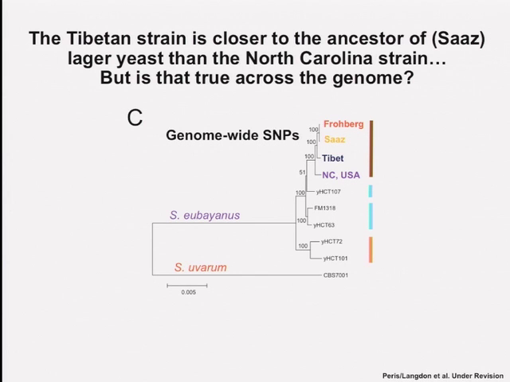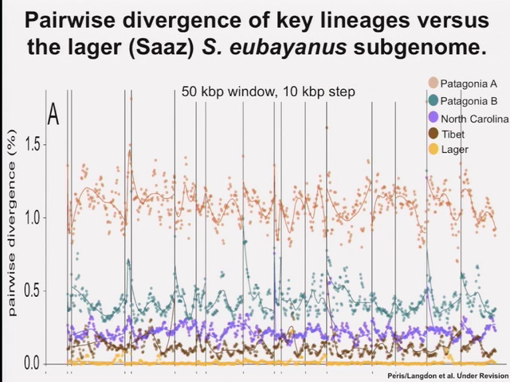So one of the questions we wanted to ask is: is this true? Is this the whole answer? Is there a simple linear relationship like this, where the Tibetan strain is closest and the North Carolina is a little bit further out? So we can look at pairwise divergence plots.